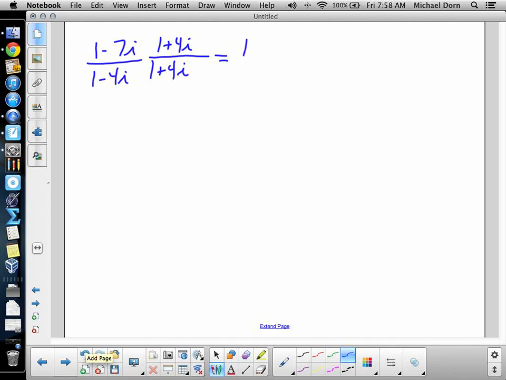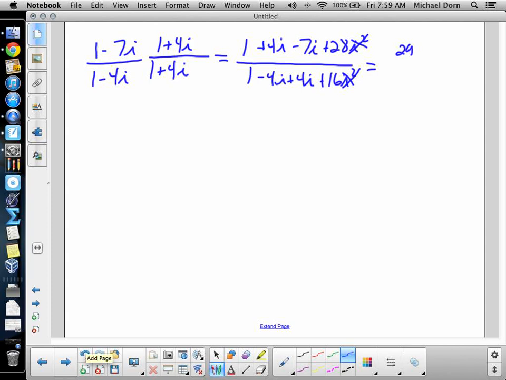So that's 1 plus 4i minus 7i minus 28i squared. So the i squared gives me a plus 28 there. And then the denominator is 1 minus 4i plus 4i minus 16i squared. i squared is negative 1, so that becomes plus 16. Combining in my numerator, 1 and 28 is 29, minus 3i, over 1 plus 16, which is 17.